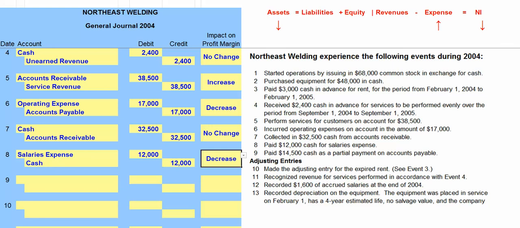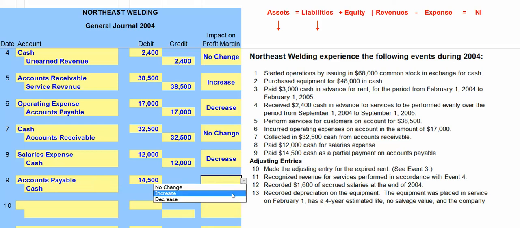In transaction 9, we pay $14,500 in cash, so we have a decrease in assets, as a partial payment on accounts payable. So in addition to a decrease in cash, we have an equal decrease in liabilities. The decrease in liabilities is recorded with a $14,500 debit to accounts payable. And then, of course, the decrease in cash is a $14,500 credit to cash. The transaction does not involve a revenue or expense, so there's no impact on our net income nor any impact on our profit margin.